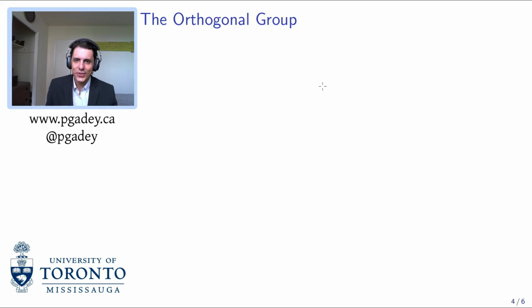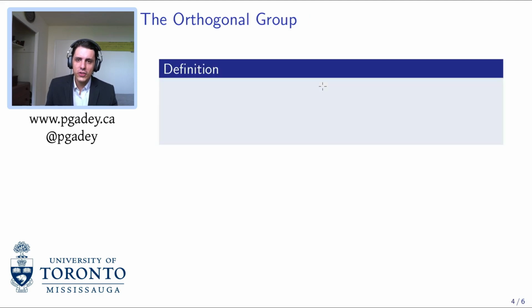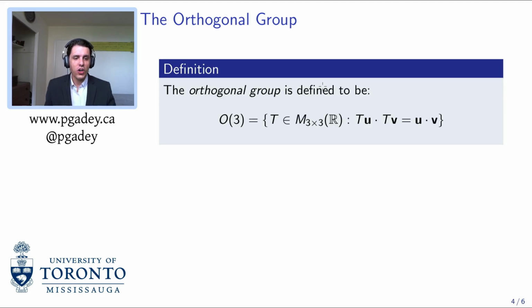Now I want to get into the orthogonal group. The orthogonal group is the transformation group of the sphere, and it's defined as all of those 3x3 matrices that preserve the inner product on Euclidean space. So if we take two vectors, u and v, and we take their transformations, Tu and Tv, we expect to get the same answer before and after transforming via T.